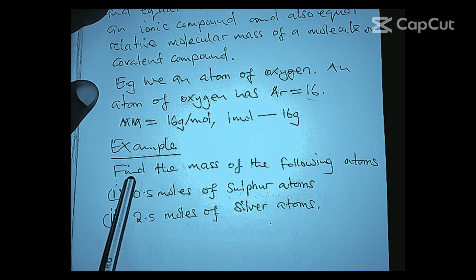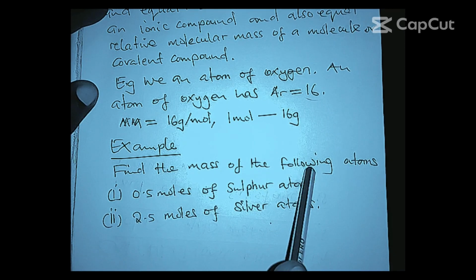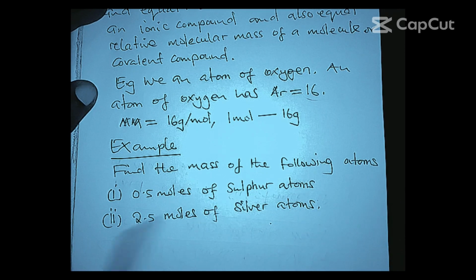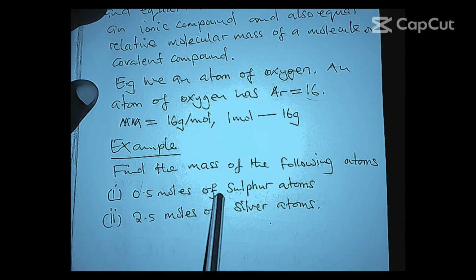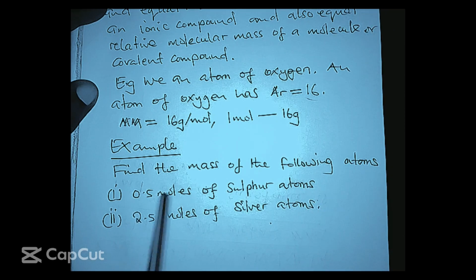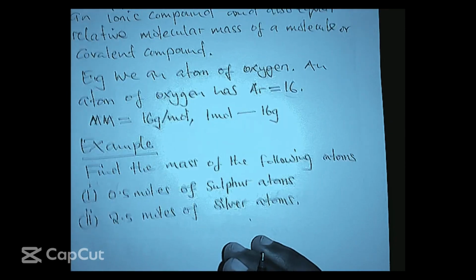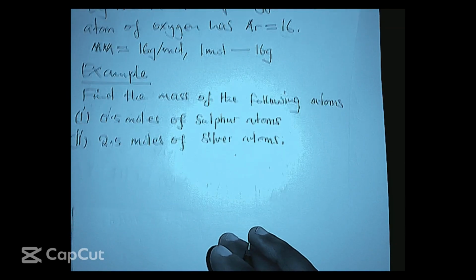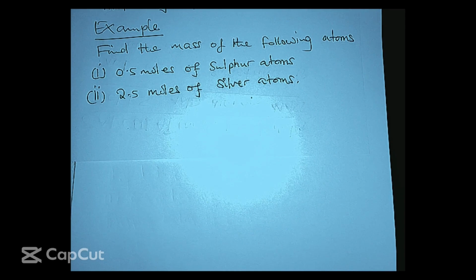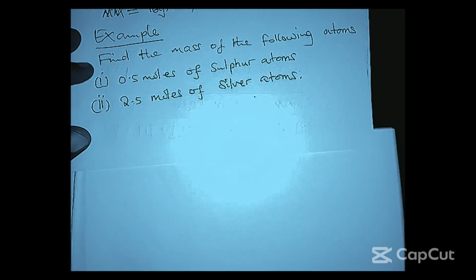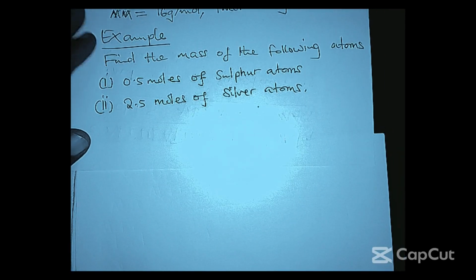The question is saying find the mass of the following atoms. So we need to know the mass of these atoms. In 0.5 moles of sulfur atoms, how much mass is there? In 2.5 moles of silver, how much mass is there? So this is going to be simple. So let's just get started. So let's look at the solutions.